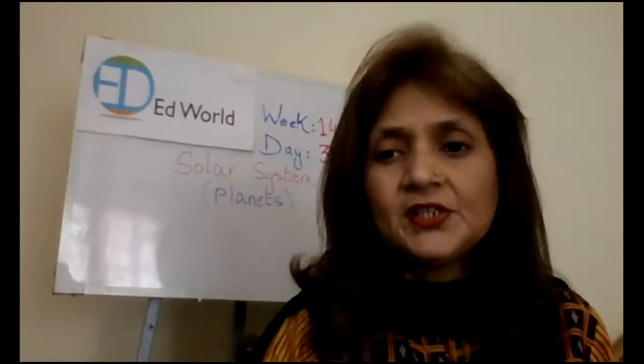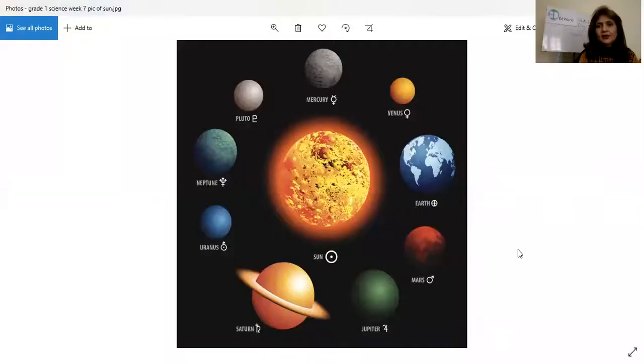Okay. Can you see my screen, children? Yes? Okay. Now here you can see there are 9 planets. This is Mercury, Venus, this is your Earth, this is Mars, this is Jupiter, this is Saturn, Uranus, Neptune, Pluto. And this is the Sun. Now the Sun is in the middle and all the planets are revolving around the Sun.